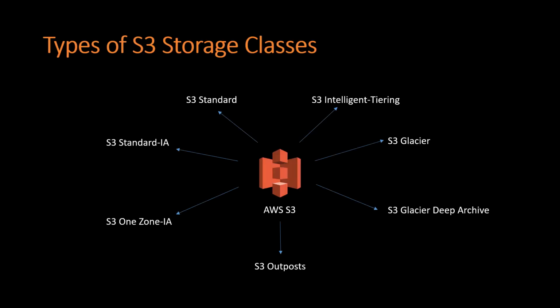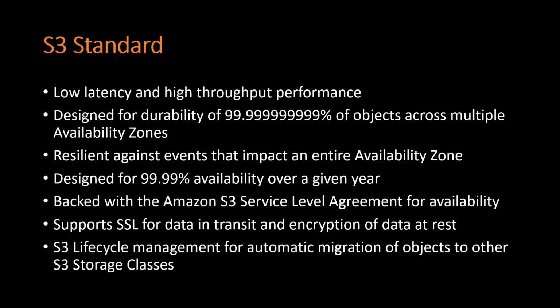Let's learn about different types of S3 storage classes. The most common is S3 Standard. Then we have S3 Standard Infrequent Access. We also have S3 Intelligent-Tiering. We have S3 Glacier, S3 Glacier Deep Archive, One Zone Infrequent Access, and the latest one is S3 Outposts. So we are going to learn about all these different flavors one by one.